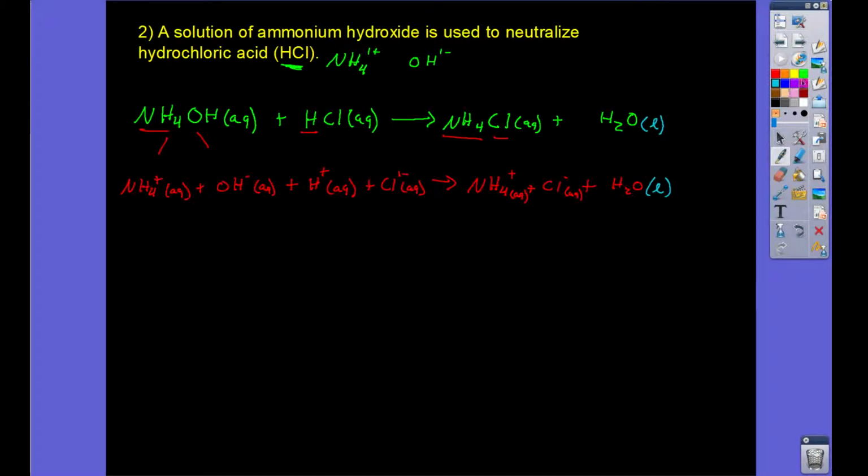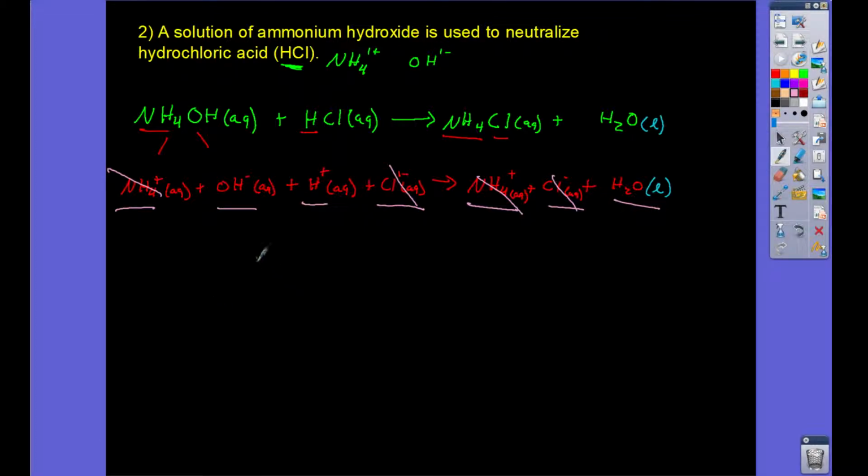and to get our net ionic equation, what we're going to do is double check and see which things occur on both sides of the equation. So we have NH4 plus on the left side, NH4 plus on the right side. These cancel out. We have Cl minus on the left side and Cl minus on the right side. Those cancel out. And then we're left with the unique options on the left side, OH minus and H plus, and H2O on the right side.